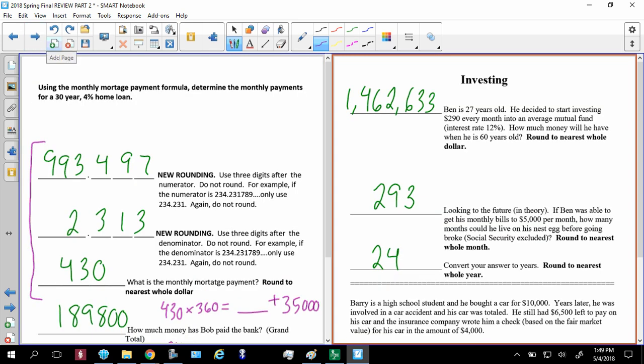Now again, this is investing and how much money he would have after all this time, which he's starting at 27 years old, he's going to 60 years old. So that's 33 years of savings. You could have almost $1.5 million. Not a bad nest egg.